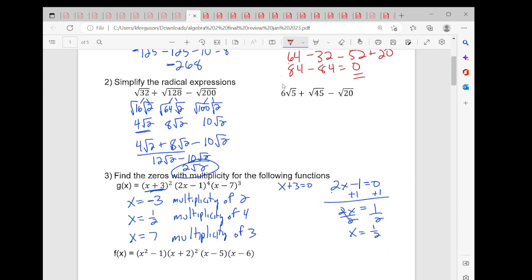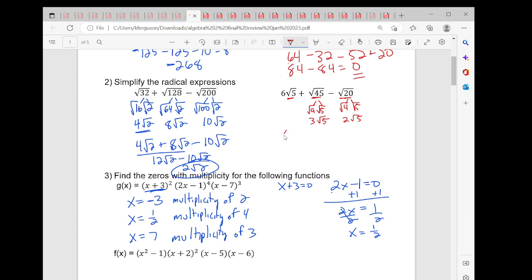So then here, simplify the radical expression. I got a bunch of radicals that we're adding together, but the radicals aren't the same. And so I need to break down each one of the radicals to see if I can get something that is the same, so then I can add them. Well, 45 breaks down to 9 times 5, and then if I take the square root, that ends up being 3 square root of 5. And then if I break down 20, that's 4 times 5, and then I take the square root of both, and then that ends up being 2 square root of 5.